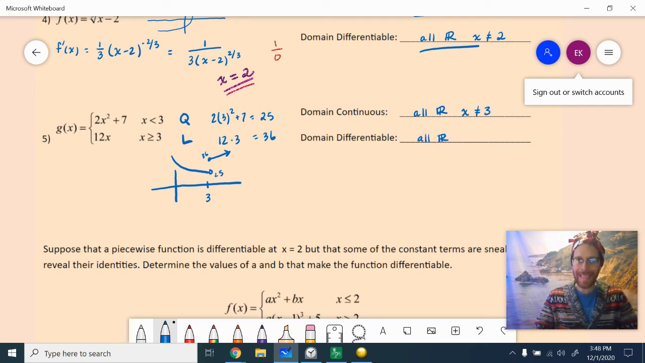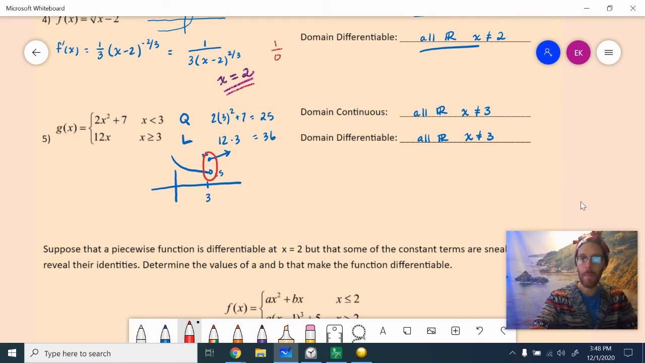Which means that it cannot be differentiable there either. If you have a point where you have a jump discontinuity, you cannot find a derivative. Okay, moving along.